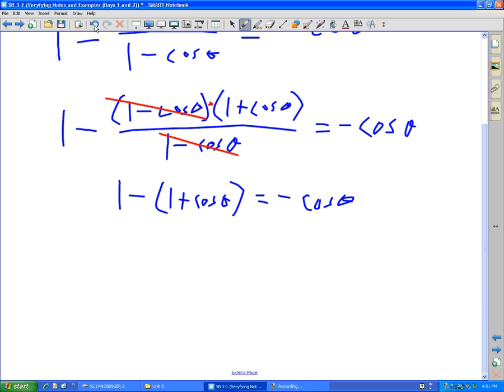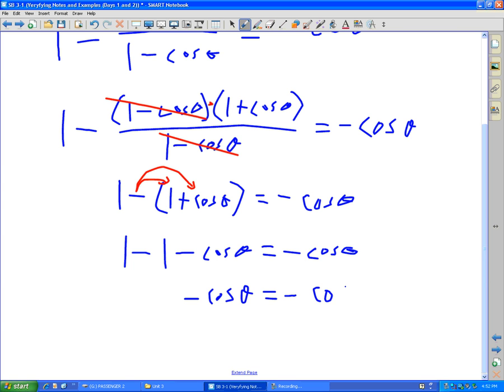We actually have to distribute this negative sign. It's really kind of like a negative 1 multiplying through, but we're subtracting both parts of this binomial. So I'm going to get 1 subtract 1, but I'm not going to get plus a cosine. It's actually going to become a negative cosine, which is a really good thing, because that's what I need. We need a negative cosine, not a positive cosine.